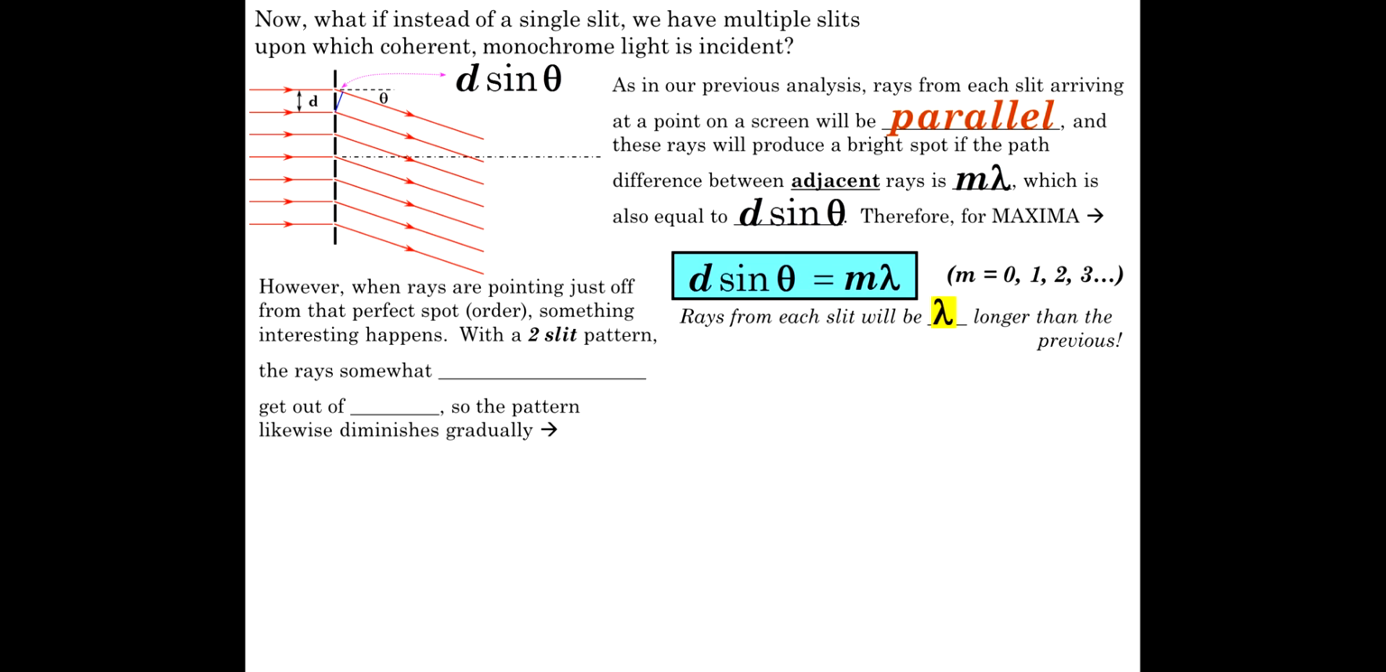when we look at a place on the screen from all these rays together, that's just off from that perfect place where they constructively interfere. We have something taking place that's got just a little bit of difference from how it worked before, but very similar at the same time. With a 2-slit pattern, the rays gradually diminish because they're getting out of phase or out of step.